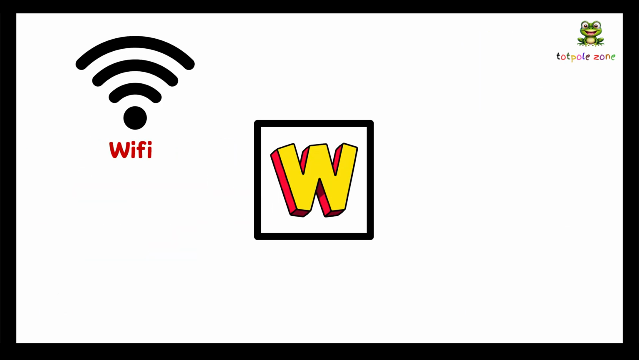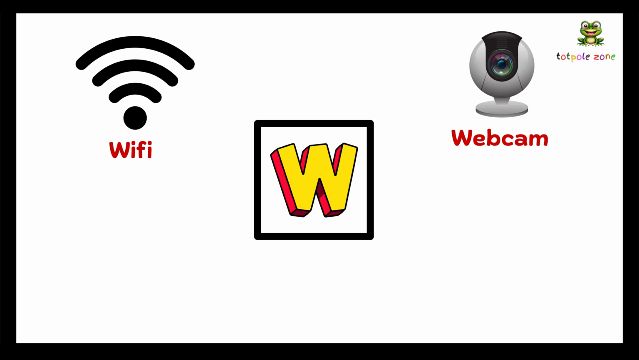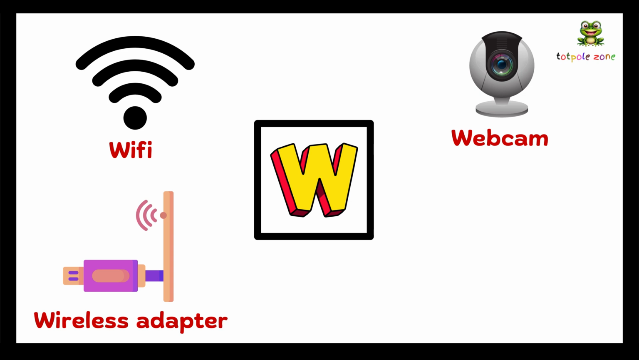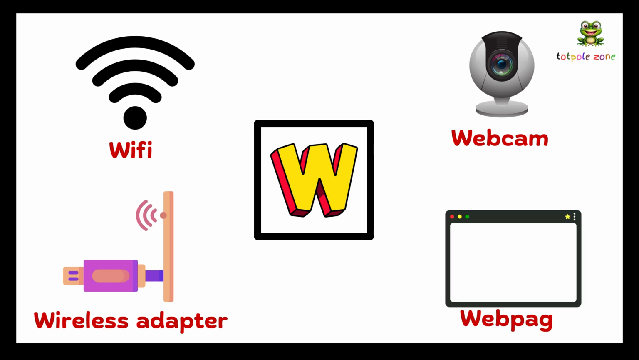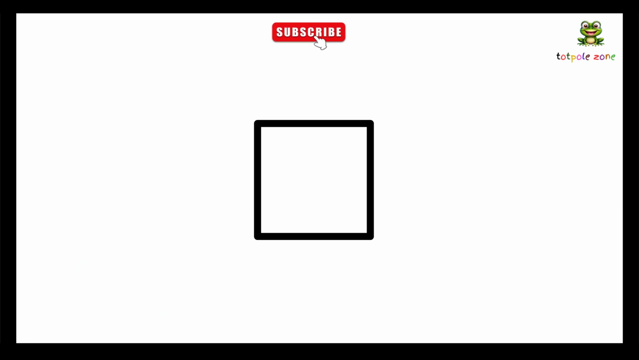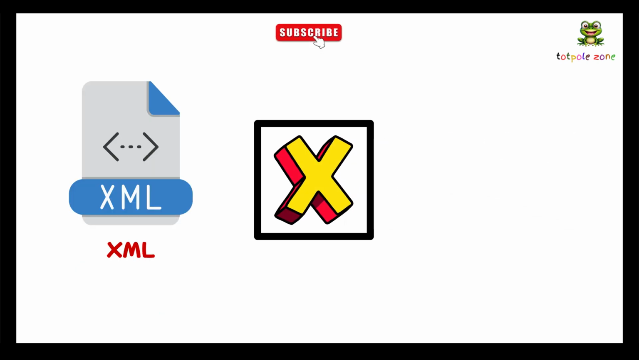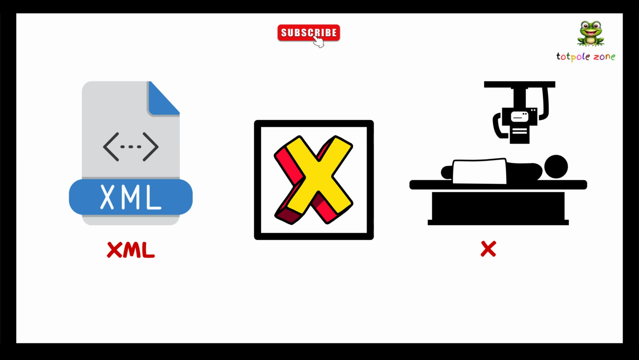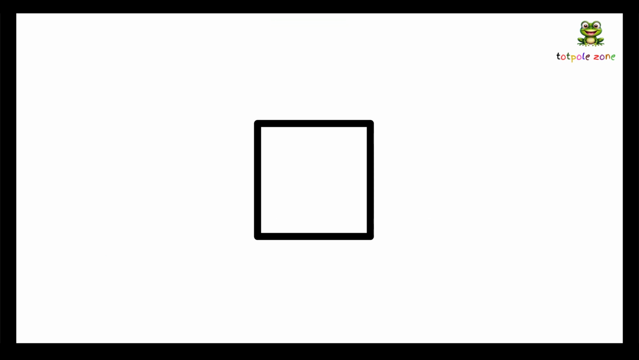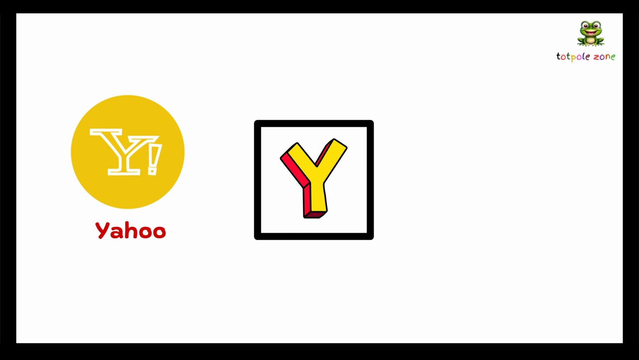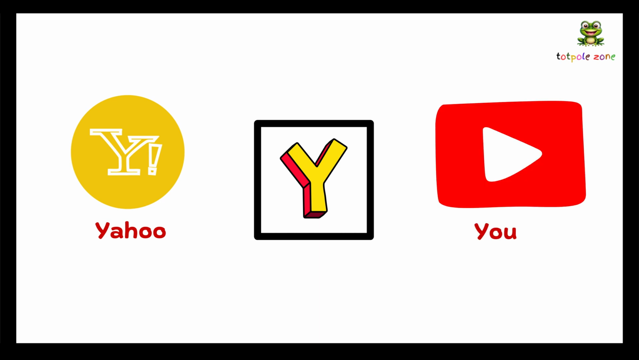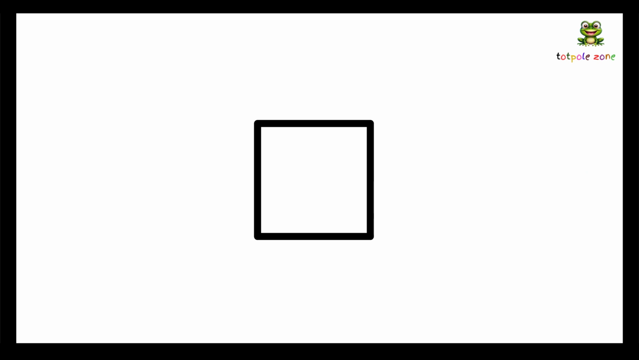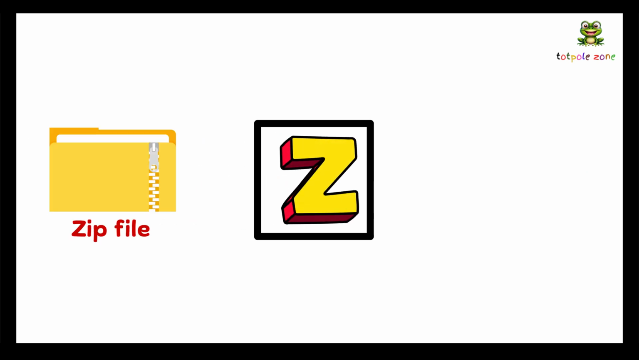W for Wi-Fi. W for webcam. W for wireless adapter. W for web page. X for XML. X for X-ray. Y for Yahoo. Y for YouTube. Z for zip file. Z for Zoom.